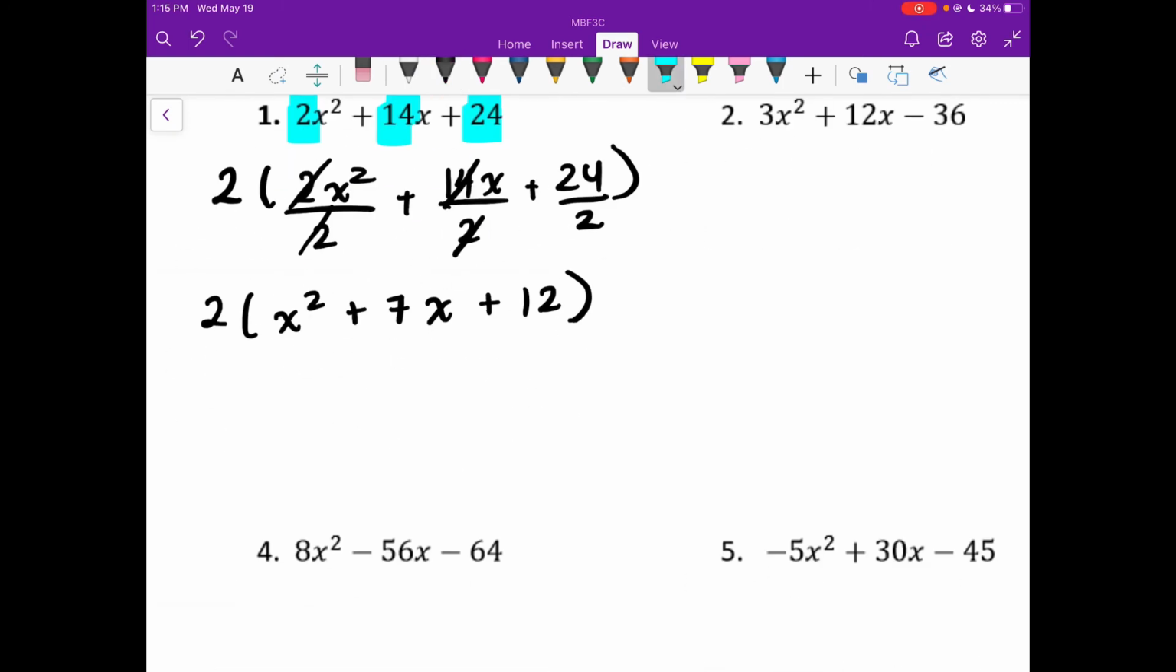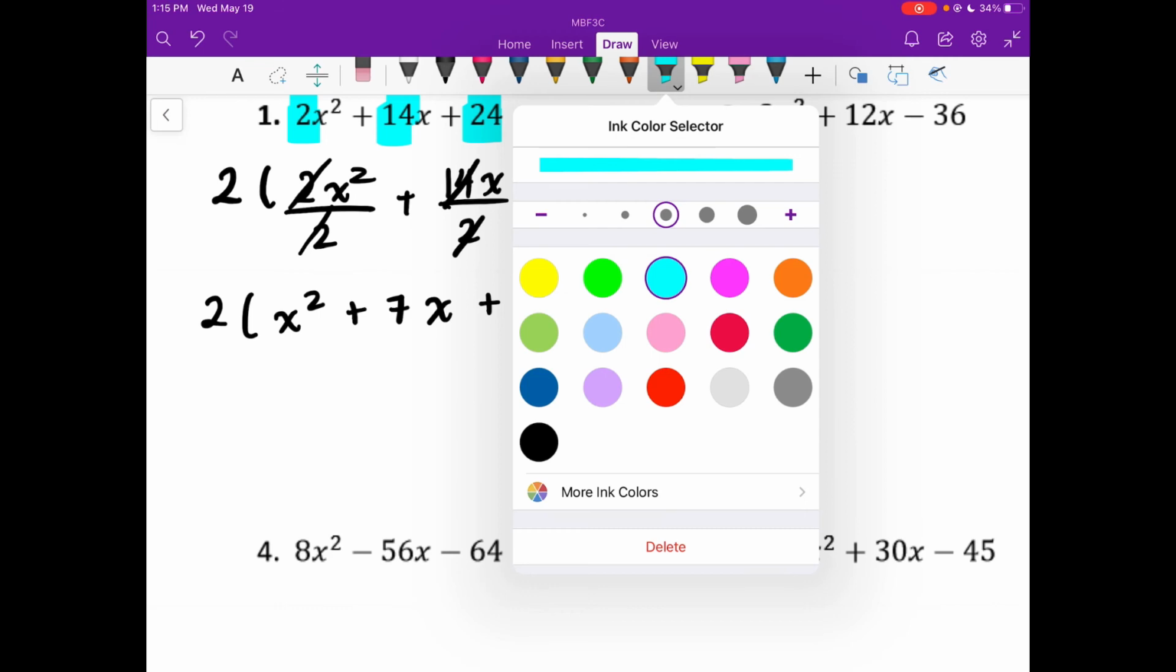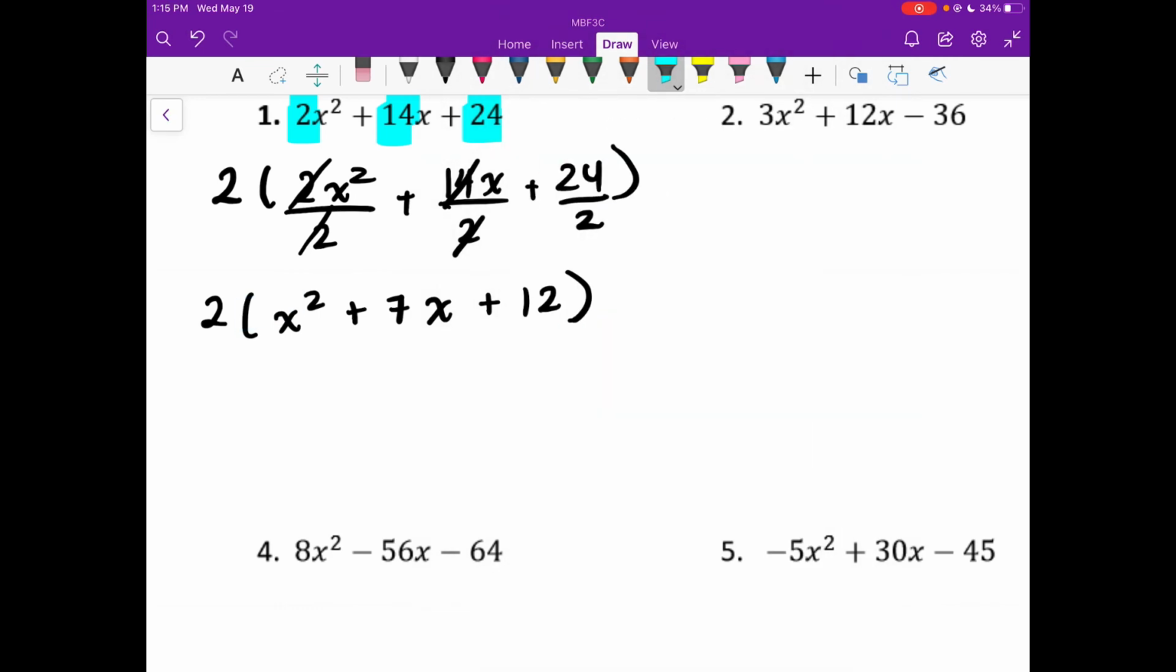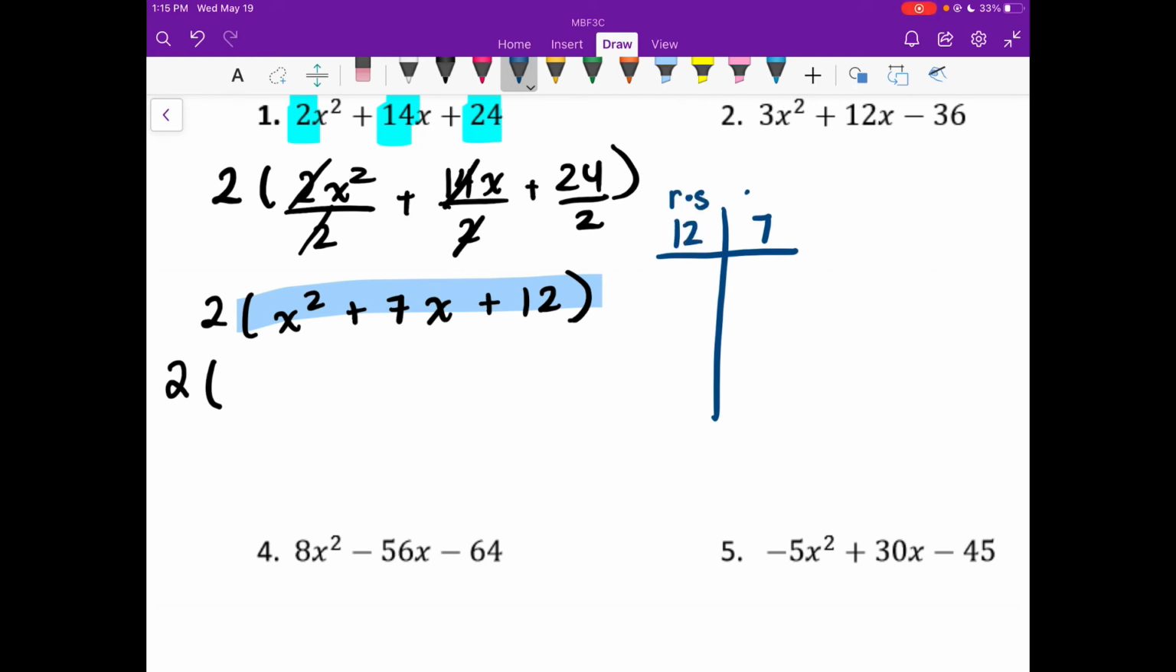Now we can just focus on this inside problem here, so I'm going to highlight this in blue. I'm going to leave the 2 on the outside. We'll come back to it. So now I need to find two numbers that add up to give me 7 and multiply to give me 12, so r plus s is 7 and r times s is 12. So let's think about it.